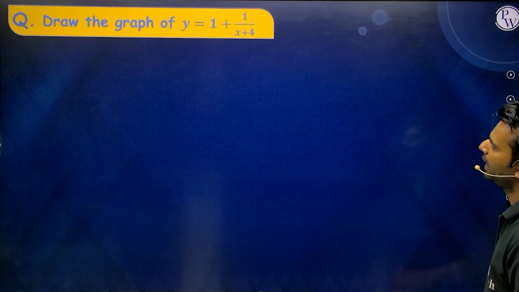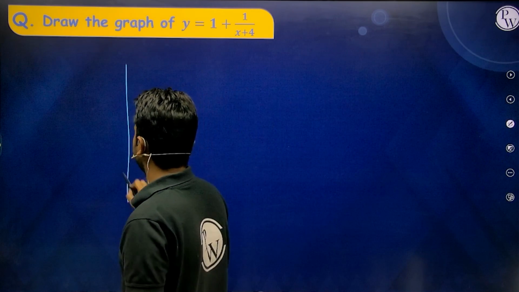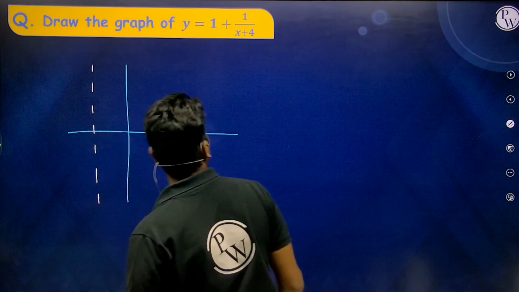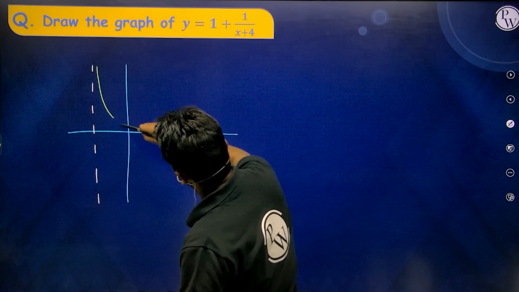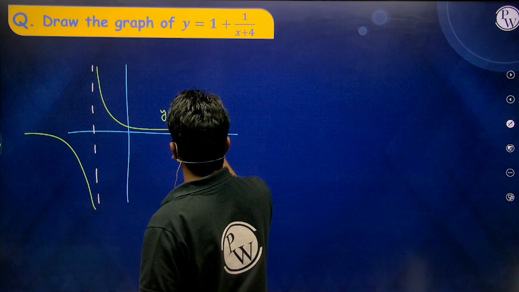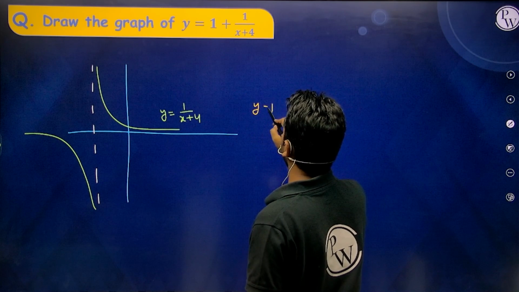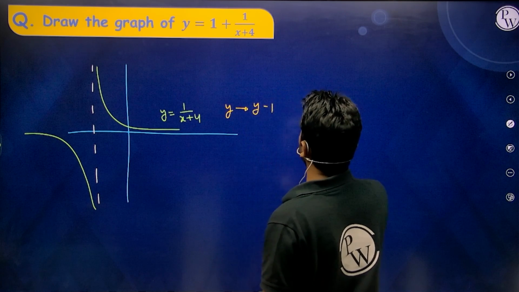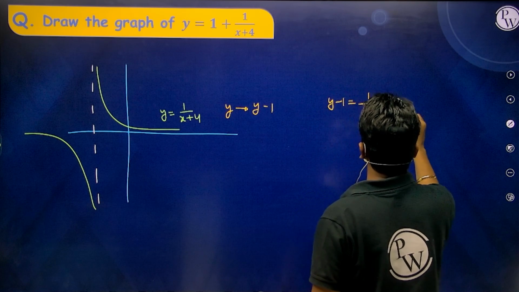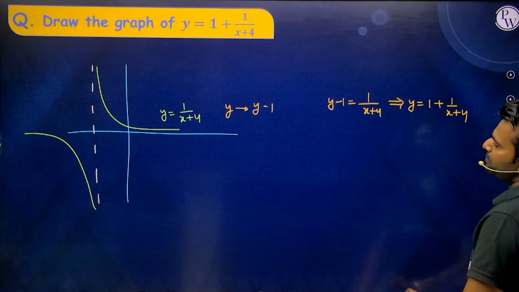Yep, moving ahead. Let's say we want to draw the graph of this. We have just seen that the graph of y equal to 1 over x plus 4 will be looking something like this. This is the graph of y equal to 1 upon x plus 4. Now, if you replace y with y minus 1, this expression will become y minus 1 is equal to 1 upon x plus 4. That is, this expression will be y equal to 1 plus 1 by x plus 4. Yes or no? So y has been replaced by y minus 1.